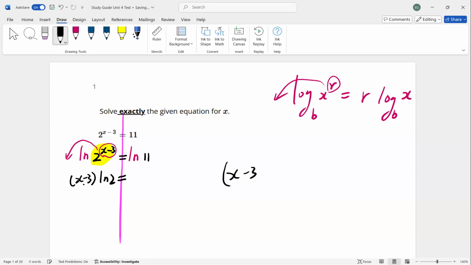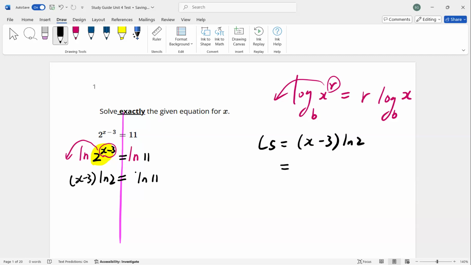Don't forget to put a parenthesis to frame x minus 3 because that's one whole thing. Without parentheses, the structure is totally different. This means x minus 3, the whole thing, times ln 2. But without parentheses, this means x minus the product of those two. So it's really different. They are very different. So be very careful. Do not make that mistake. On the right side, we have ln 11. On the left side, we have (x minus 3) times ln 2.